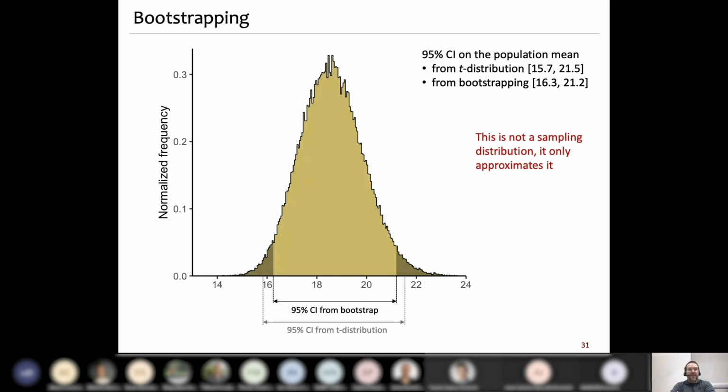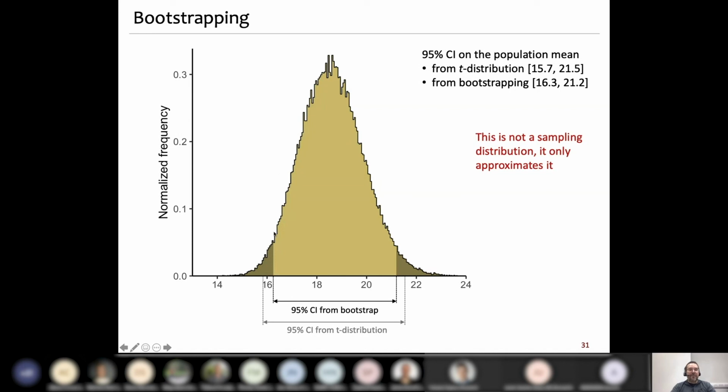So first of all, this is not a sampling distribution. It looks like a sampling distribution of the mean, but it isn't. It only approximates it. Just to remind you, the sampling distribution of the mean is built from the population. We draw samples from the big population. This is samples drawn from the same sample. We have just one sample of 12 numbers. We just do some sort of reshuffling.